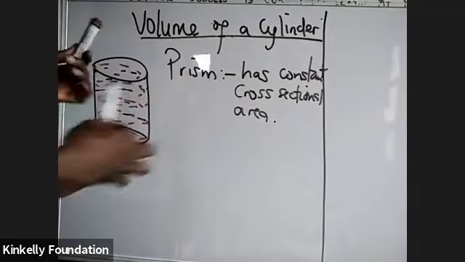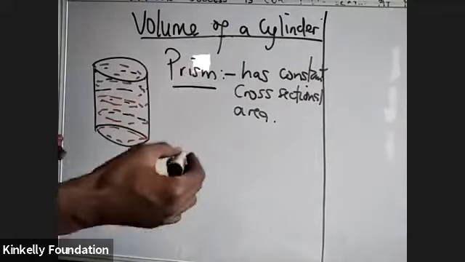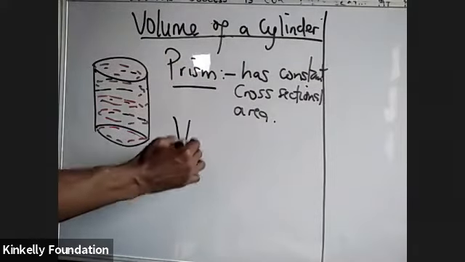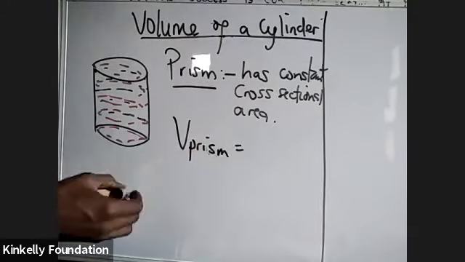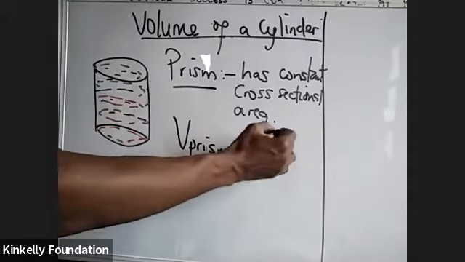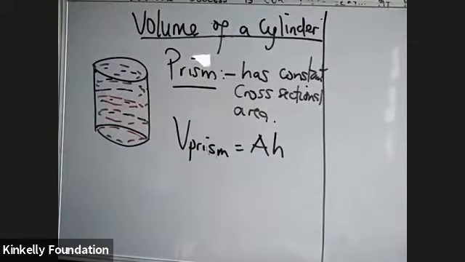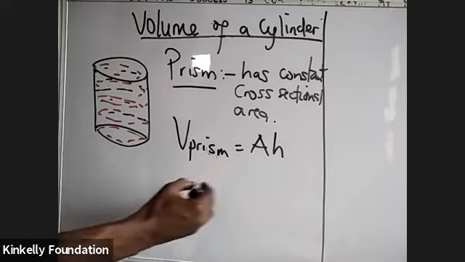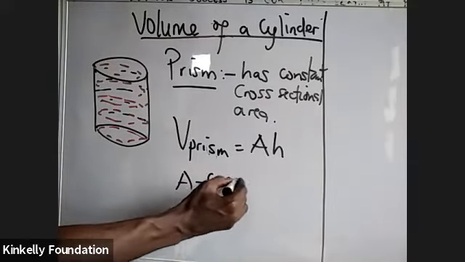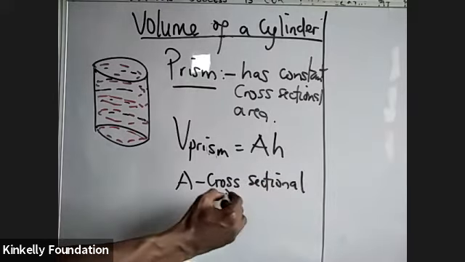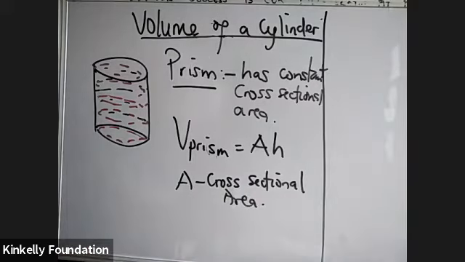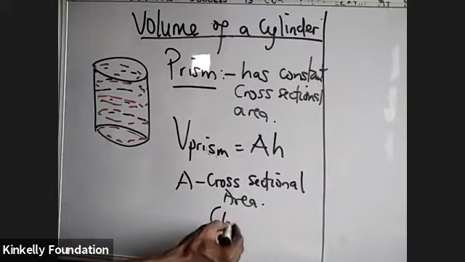Now, when you want to show the volume of a prism, the volume of a prism is equal to the cross-sectional area times the height. Volume of a prism is equal to cross-sectional area times the height. Now, A is the cross-sectional area, or you say area of cross-section.